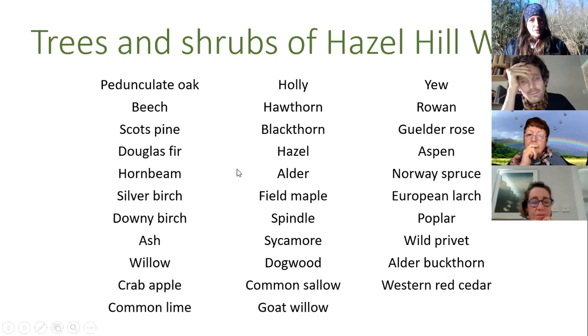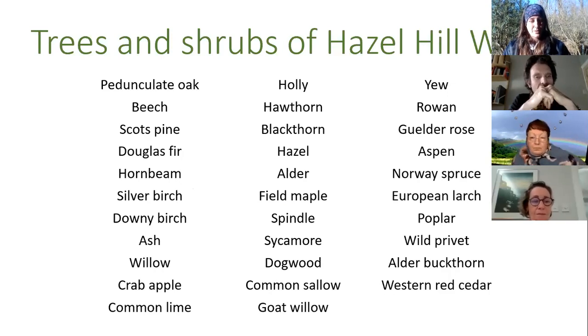So the first few trees in the list here are the most numerous at Hazel Hill Wood: pedunculate or English oak, so this is the common oak that you find across southern England, beech, Scots pine, Douglas fir, hornbeam, silver birch and downy birch. So we've got two species of birch. They're very similar and they hybridize, so I just tend to refer to it all as birch. That's what I will do today.